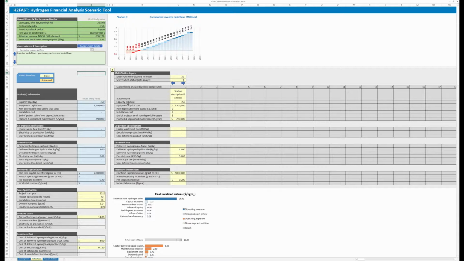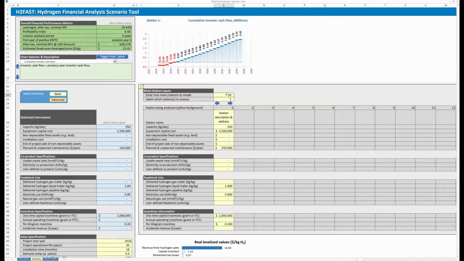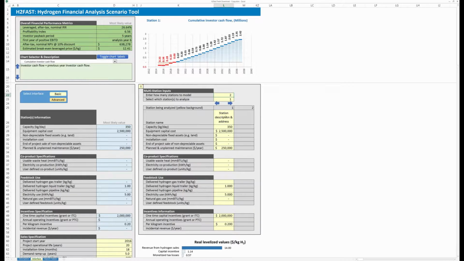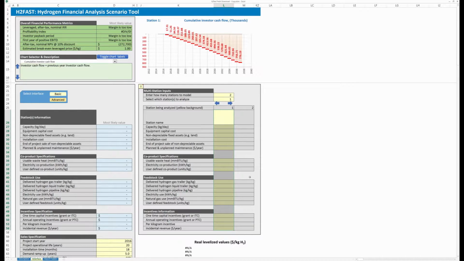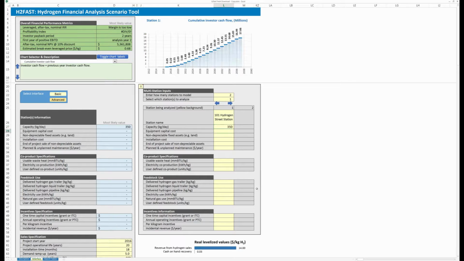So first thing we're going to do is, since this is a freshly downloaded model, we're going to look at two different stations, if you will. We're going to take all of this input that we specified, and we're just going to delete it. We're just going to hit the delete button. And for the first station, we can specify a street address if you want to. We can say 101 Hydrogen Street Station. We'll say that it has a capacity of 350 kilograms per day.